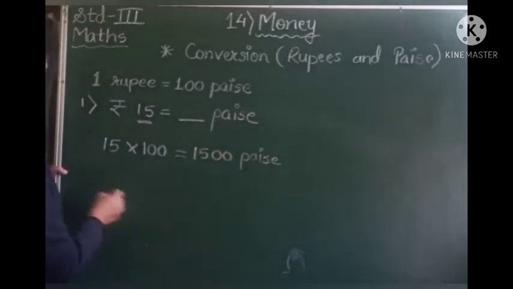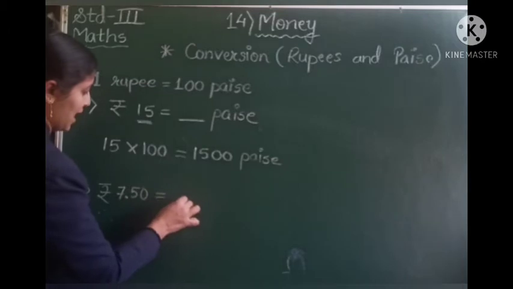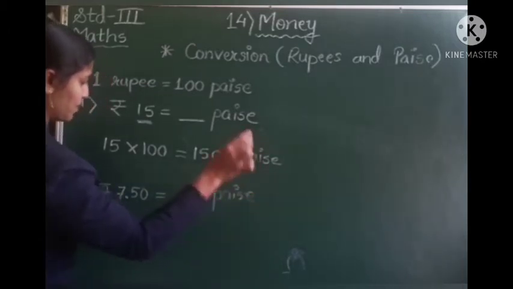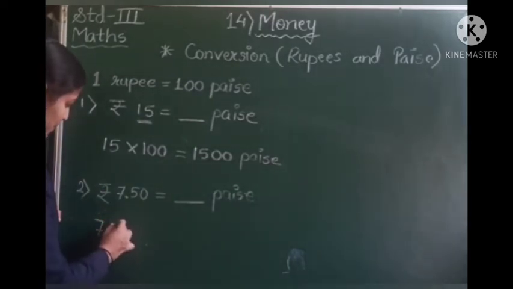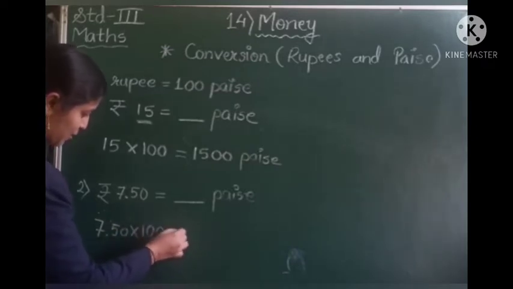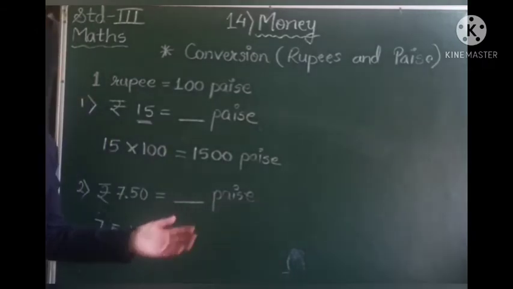Right students? Similarly, we will take one more example. Suppose I am having rupees 7 and 50 paise with me. I have to find out how much is this amount in paise. So the same thing I will do. I will multiply rupees 7 50 paise by 100. Now you see, when I multiply 7 rupees 50 paise by 100, how much will I get and how am I going to do it?